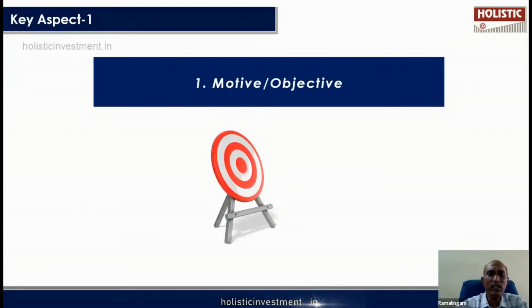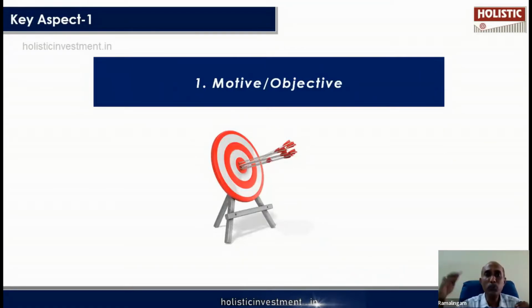First thing, what is the motive of your investment? What is going to be the motive of your investment? What is your financial goal? What is your investment objective? You have a financial roadmap. You want to move from here to there.